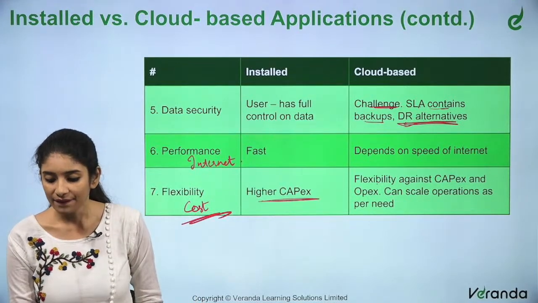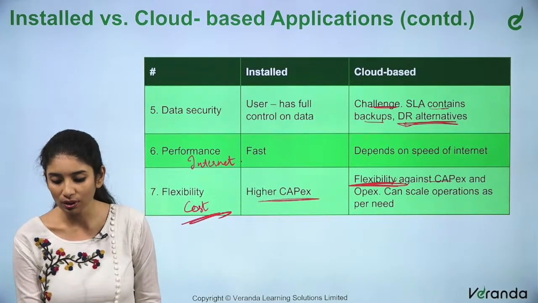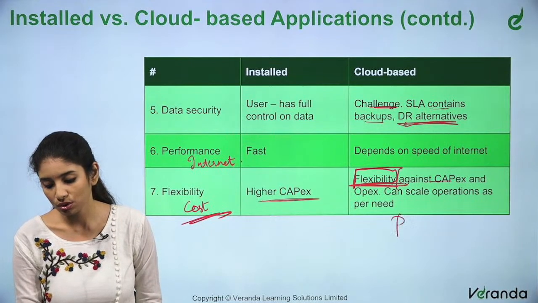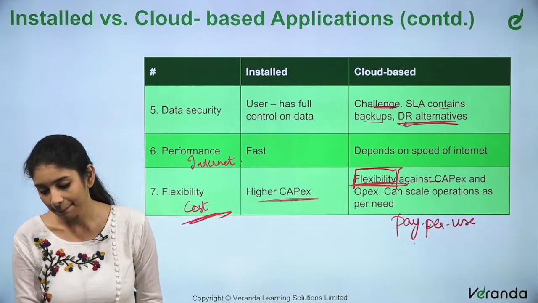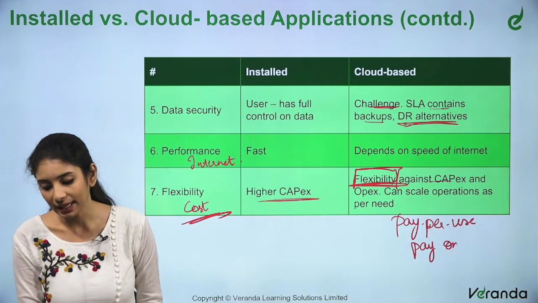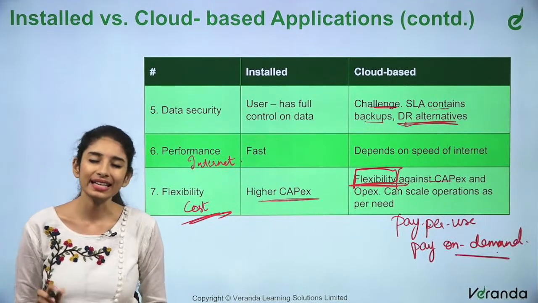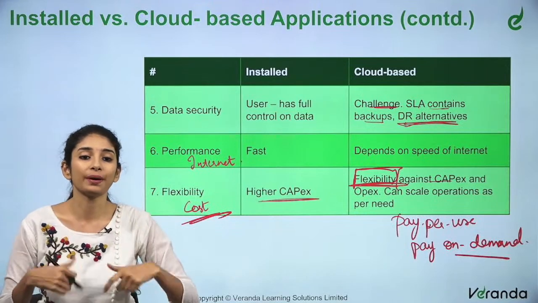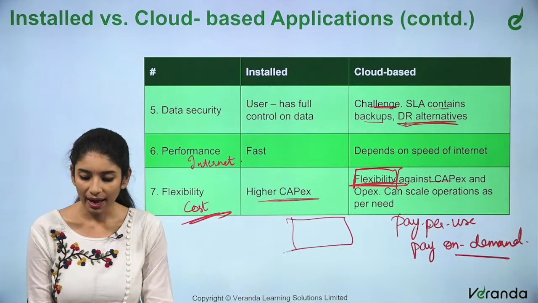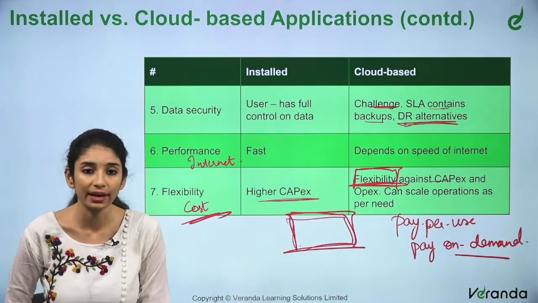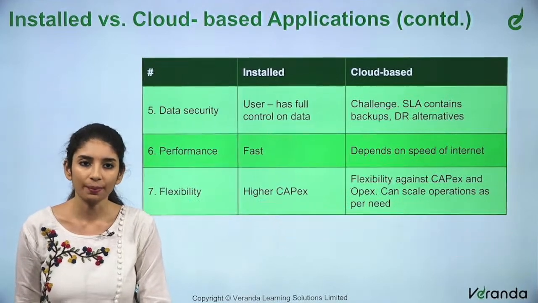Under cloud-based, it is flexible against capex and opex, because cloud-based is pay per use or pay on demand. If I want to scale up my operations, I will pay more. Otherwise, I can go with the existing subscription. I can alter my cost based on my demand. Whereas in the installed one, I take some fixed plan, and no matter how the transactions are, I use that fixed plan. Clear? So, performance is about internet and flexibility is about cost.